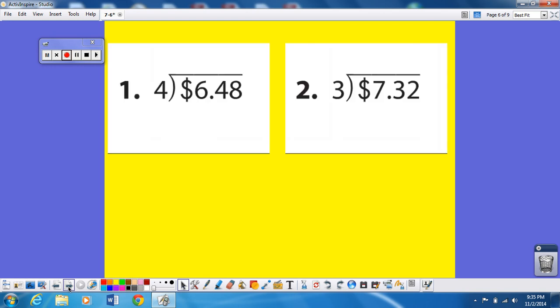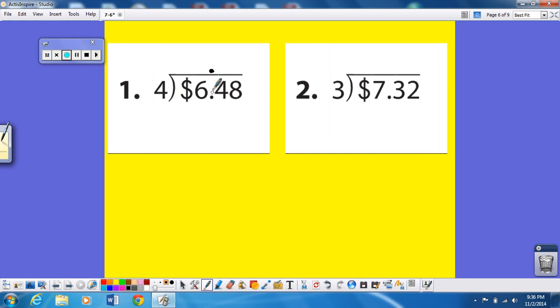So I want to show you. Let's work a few problems and let's see if we can figure out how this works. If you'll remember, the first step we need to do is always bring that baby up. So I'm going to go ahead and put my decimal there, so now I can forget it.